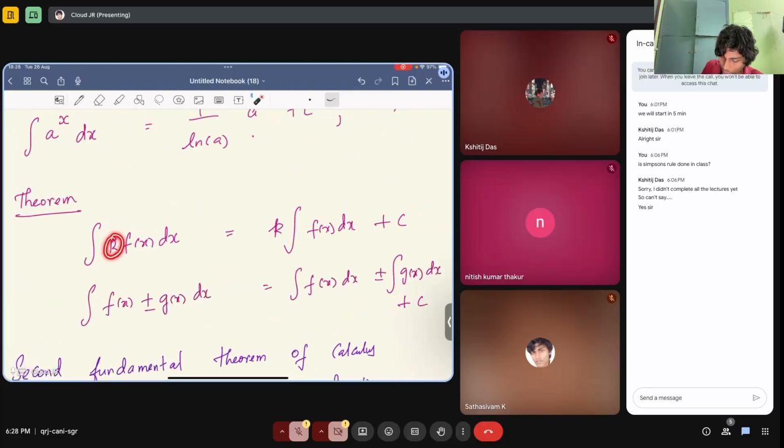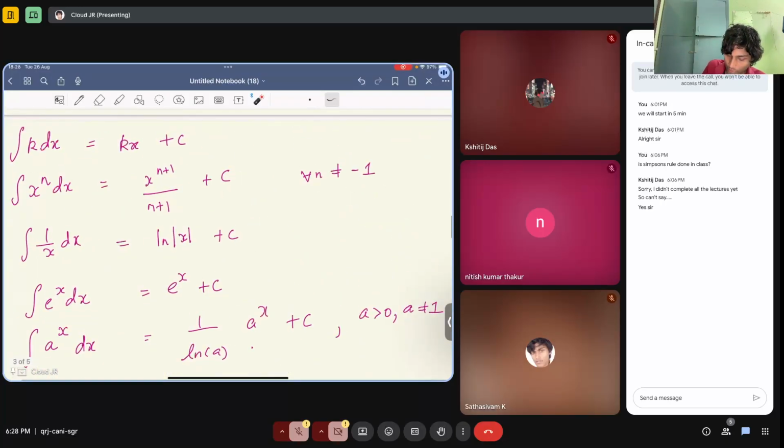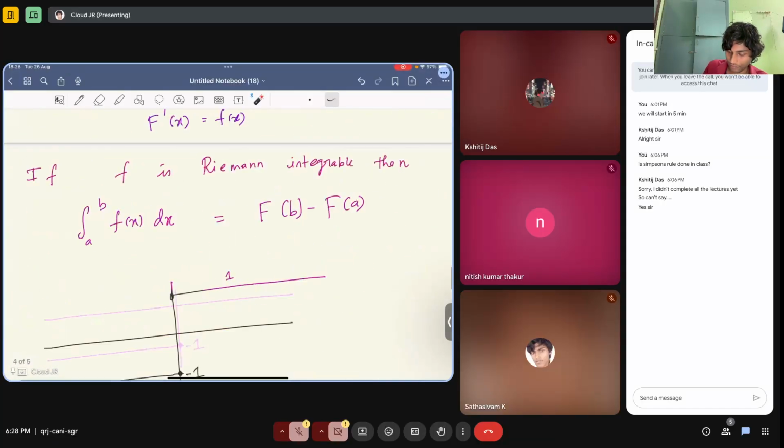Where you have a constant, you can take the constant out. And then you have this formula, the integral of x power n. The formula is x power n plus 1 by n plus 1.